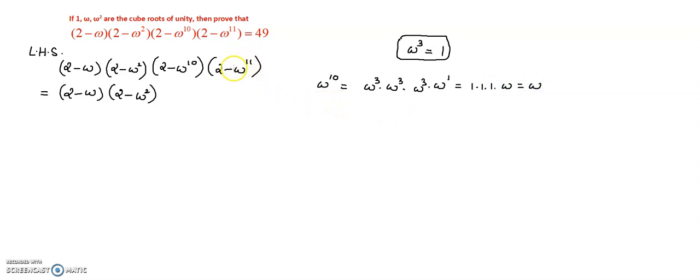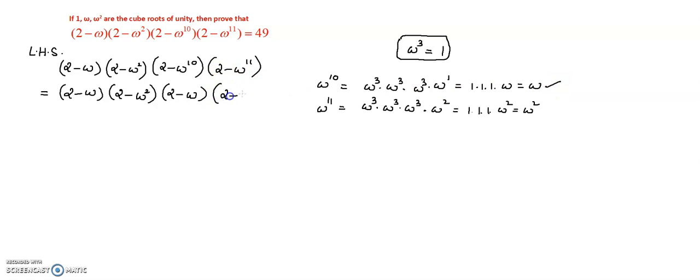Similarly, here we have omega power 11. This omega power 11 also we can write in terms of omega cube as omega cube into omega cube into omega cube into omega square. So 3 plus 3 is 6, 6 plus 3 is 9, 9 plus 2 is 11. We know omega cube is 1, so 1 into 1 into 1 into omega square is equal to omega square. So omega power 10 can be written as omega and omega power 11 can be written as omega square.